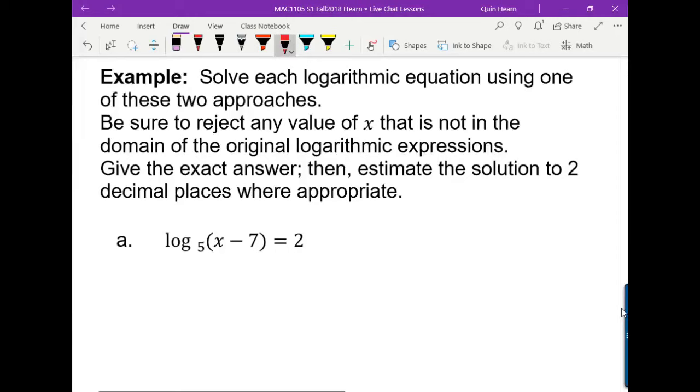Then it wants us to give an exact answer and then estimate the solution to 2 decimal places if appropriate. All right, so here we have log base 5 of x minus 7 equals 2. Okay, it's a log equals a number scenario. So we're going to rewrite it in exponential form.